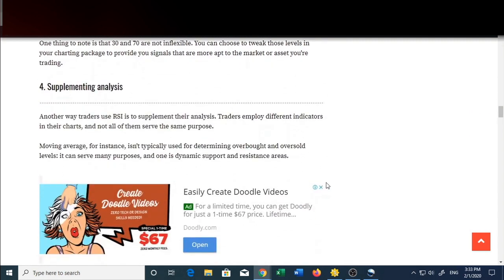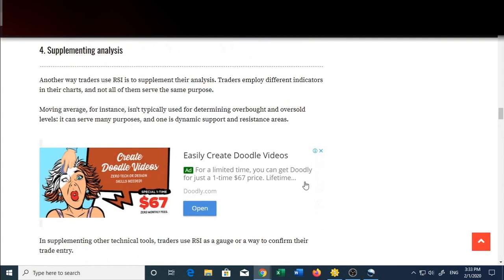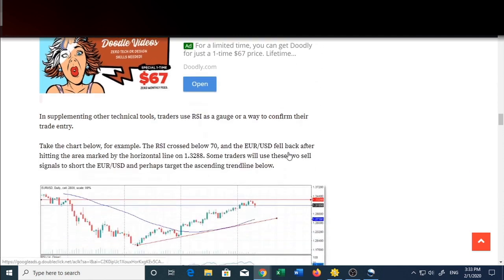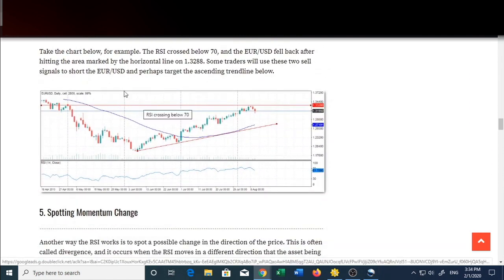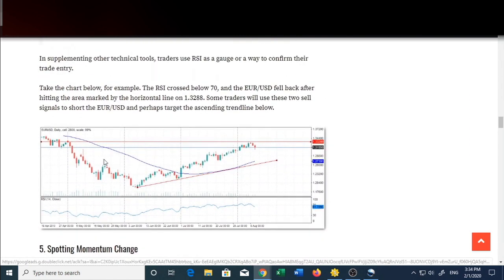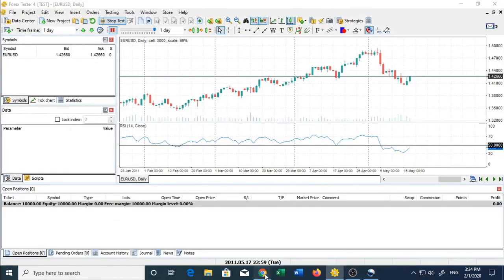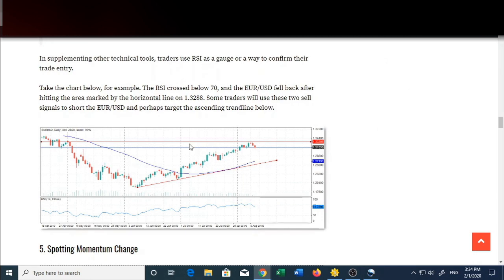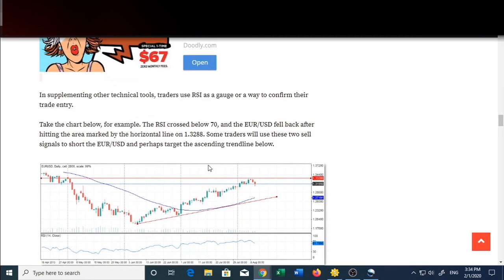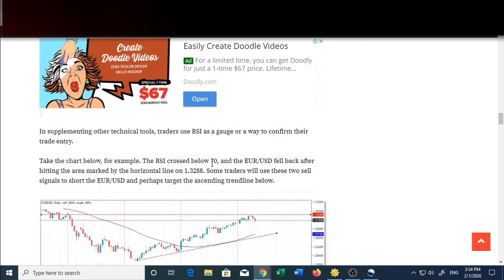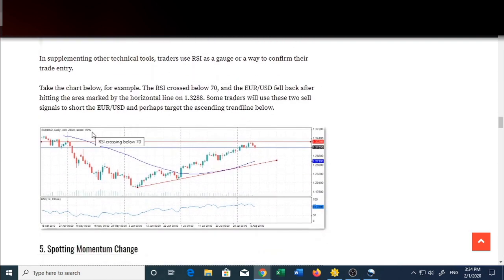Now the fourth purpose is for supplementing an analysis, and the example that we've shown in our article is this chart. It's the same chart that I'm using now, but this one also makes use of the 50-day moving average. Okay, so it's a supplement to the trend line that we have here and the moving average right over here.